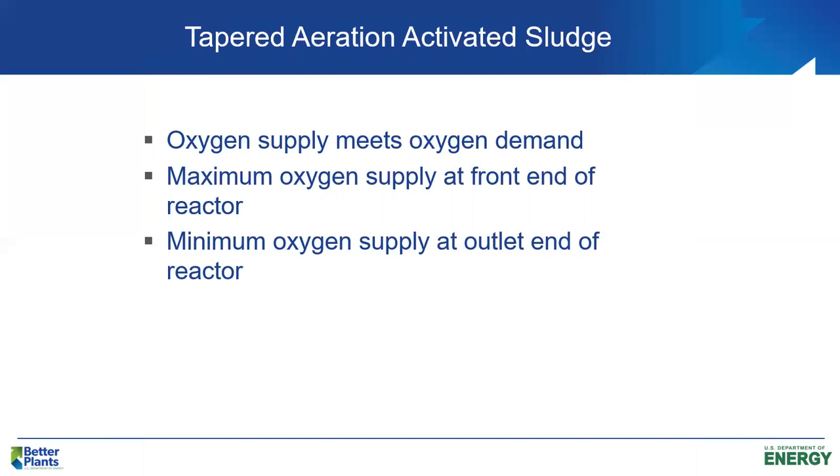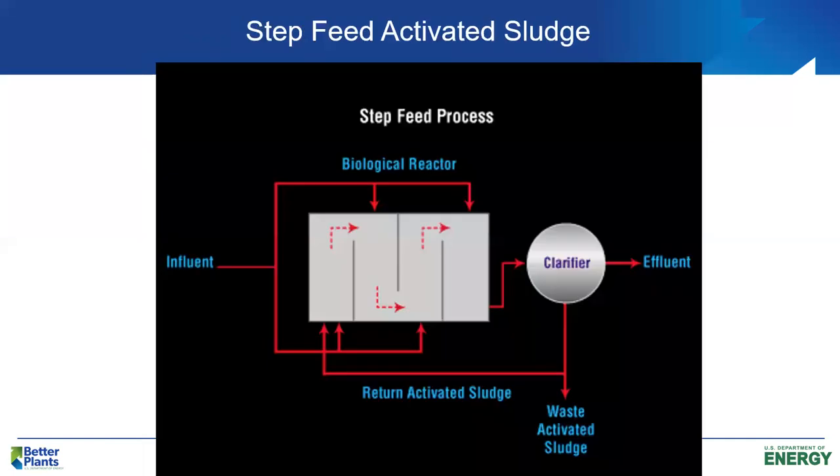oxygen supply to better meet the actual oxygen requirements along the length of the reactor. So what we'll do is we'll supply more air at the front of the reactor, less at the middle, and even less at the end of the reactor. That's called tapered aeration. And that way we match oxygen supply with our oxygen demand along the length of the reactor. The step feed activated sludge process is used occasionally, and it's probably the most flexible type of activated sludge process we can use.